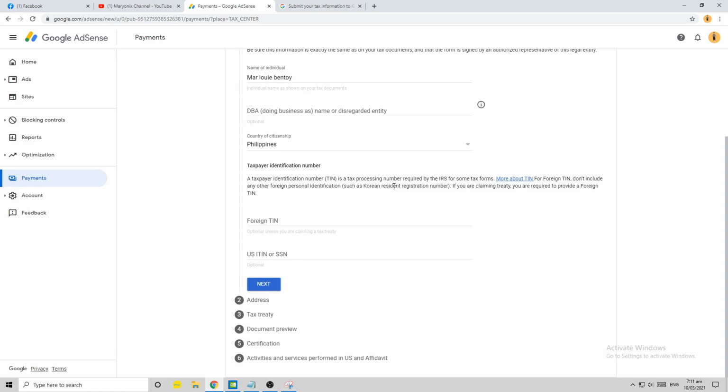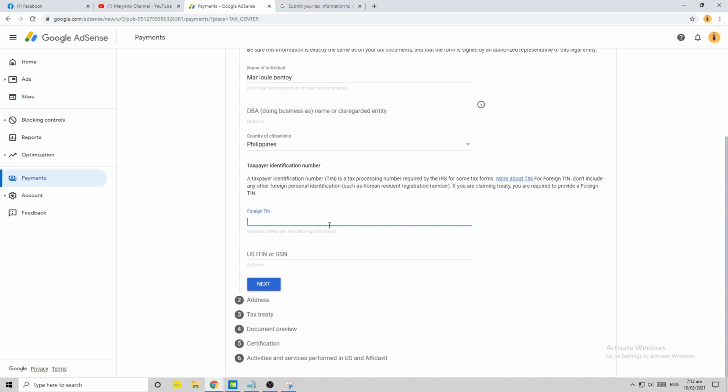A taxpayer identification number is a tax processing number required by the IRS for some taxpayers. For foreign TIN, don't include any other foreign personal identifications, like a Korean resident registration number. If you're claiming treaty benefits, you're required to provide a foreign TIN. Now, here we go to the foreign TIN, guys. For this one, US ITIN or SSN, Social Security number, that's for United States people. Now we are foreign people, so we just need to put in our TIN number.